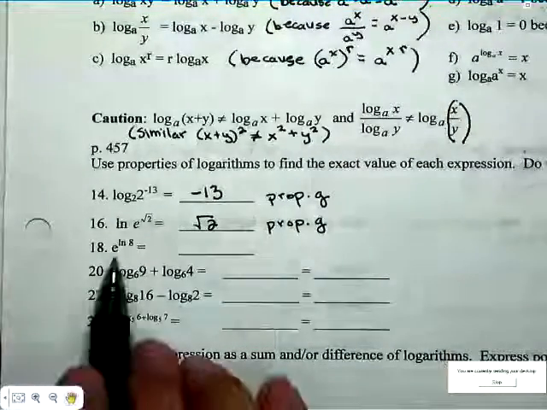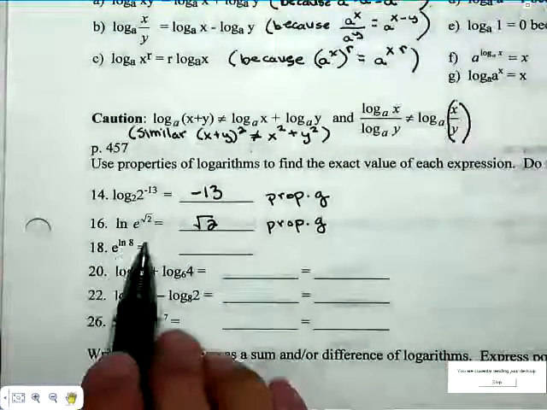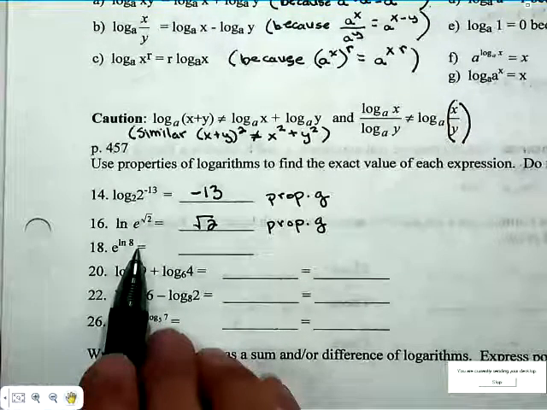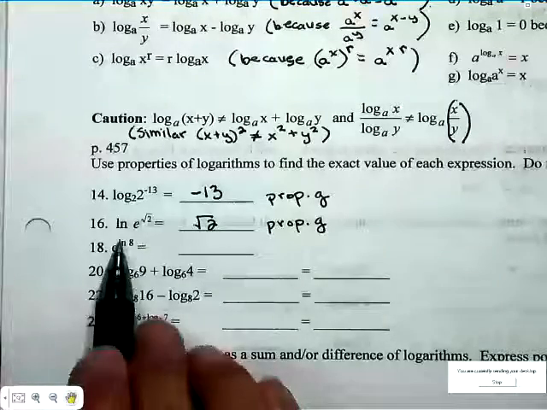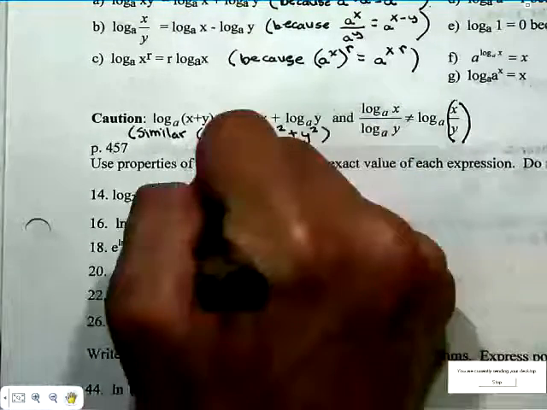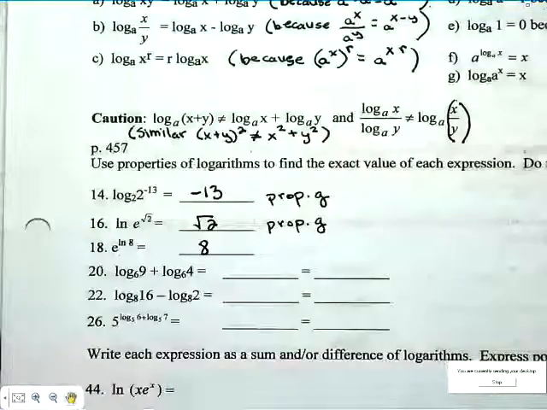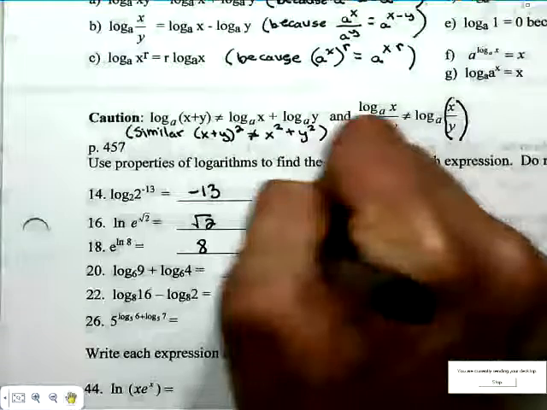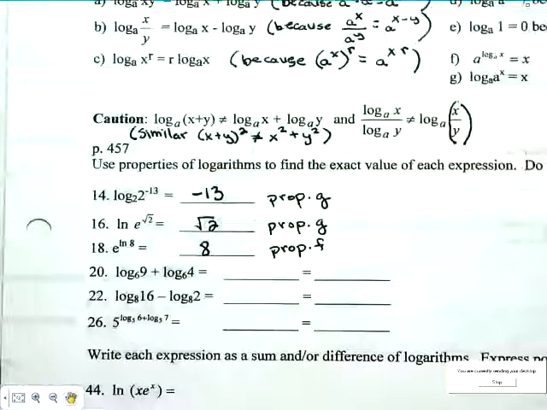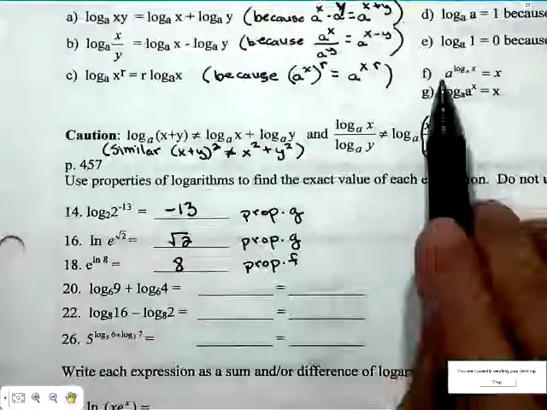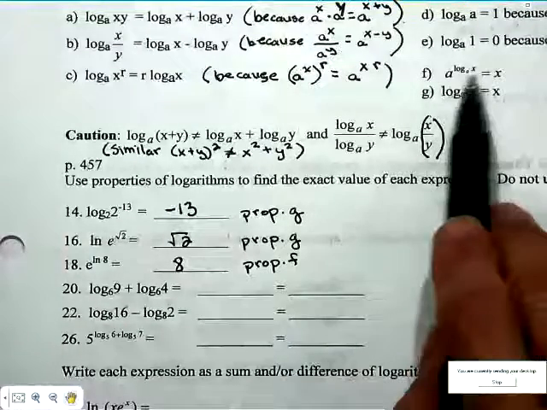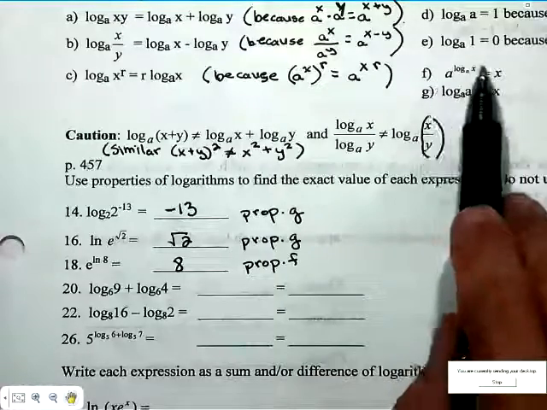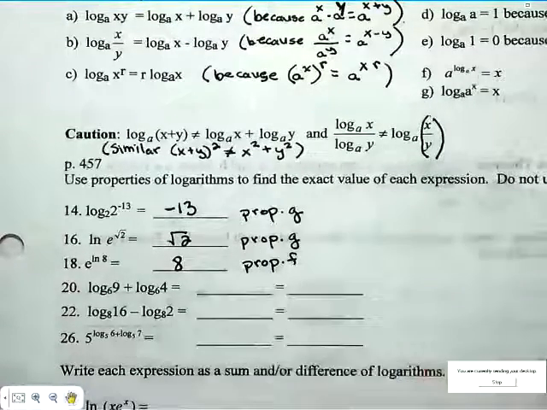Number 18, e to the natural log of 8. What's e to the natural log of 8? The e and the natural log undo each other. That's property F. Property F says anything raised to the power of a log with the same base, the exponentiation and the logarithm undo each other and just leave you the x.